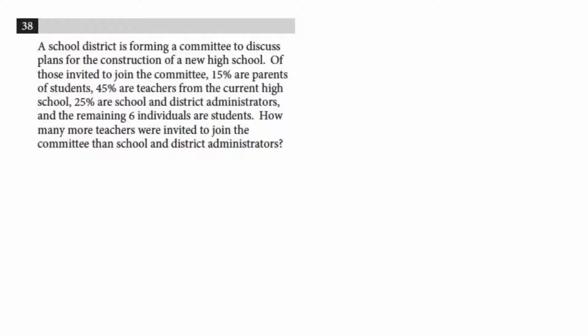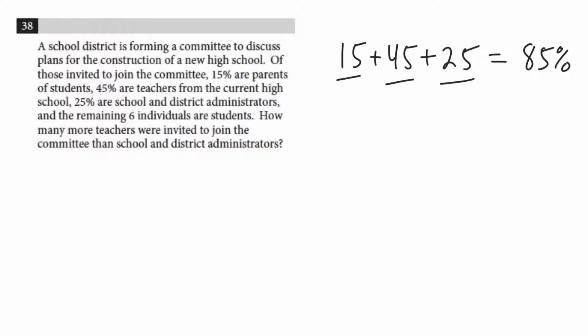Okay, well, let's figure out what 100% is, and then we can figure out what these various percentages are. We know that there was 15 plus 45 plus 25. That was parents, teachers, and school admin, right? So that accounted for, well, 15 plus 45, that's 60, plus 25, that's 85% of everybody accounted for. Now it says that the 6 remaining individuals were students, so that means that 6 individuals must correlate to 15%.